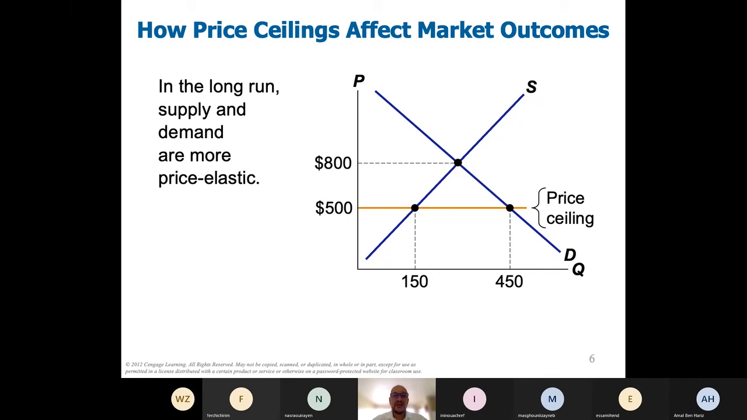So how do price ceilings affect market outcomes? Another example: in the long run, supply and demand are more price elastic. As we have seen in the previous chapter, in the long run elasticity is larger for demand and supply, which makes the supply curve flatter and the demand curve flatter. So if this price ceiling continues in the long run, you see the shortage becomes larger than before. If this policy continues, the shortage will continue to increase.